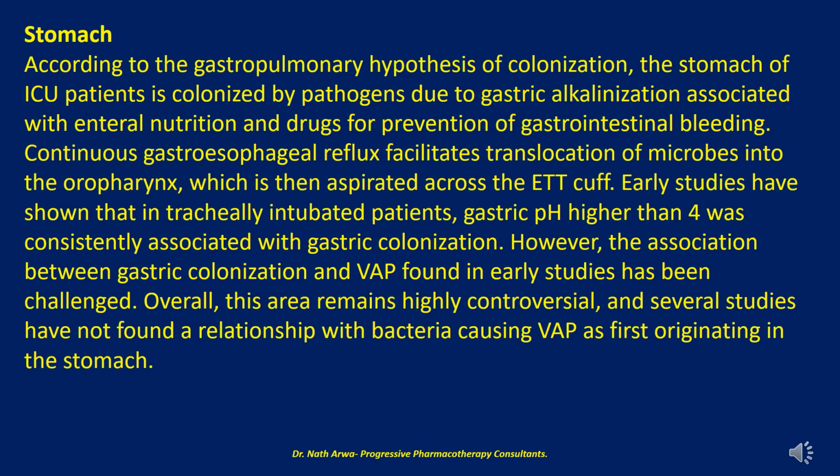Early studies have shown that in tracheally intubated patients, gastric pH higher than 4 was consistently associated with gastric colonization. However, the association between gastric colonization and ventilator-associated pneumonia found in early studies has been challenged. Overall, this area remains highly controversial, and several studies have not found a relationship with bacteria causing ventilator-associated pneumonia as first originating in the stomach.